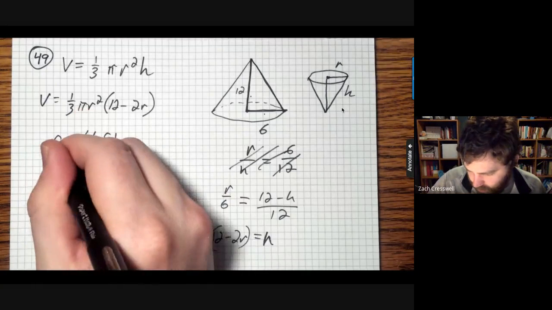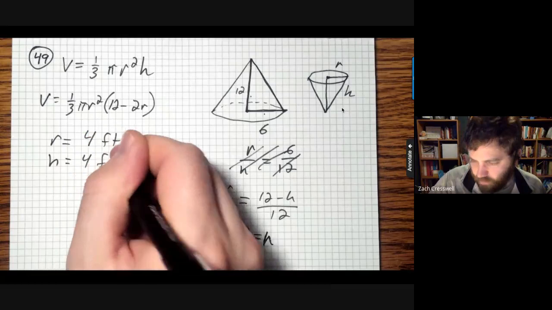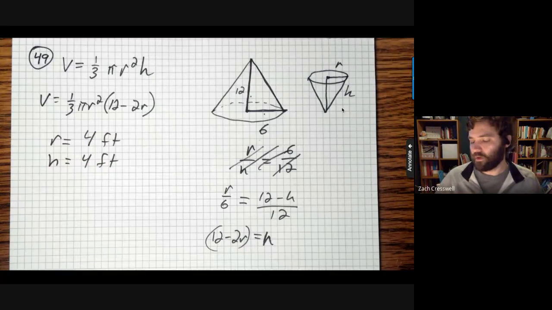It turns out that the height is equal to 4 feet as well when the radius is equal to 4 feet. Questions on that one?